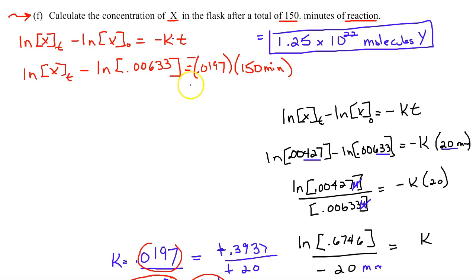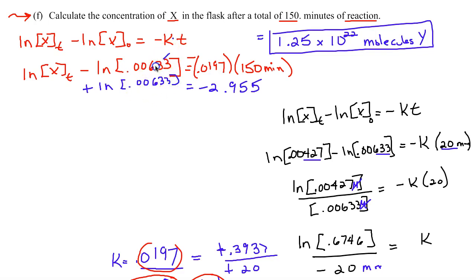All right, so let's go find this number here. So remember that negative kt there. So I've got negative 0.0197 times 150, and I get negative 2.955. Now I'm going to take this and go plus the ln of 0.00633.